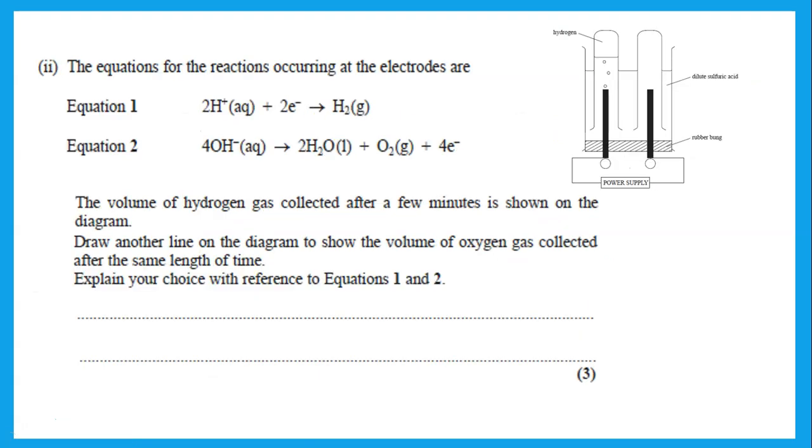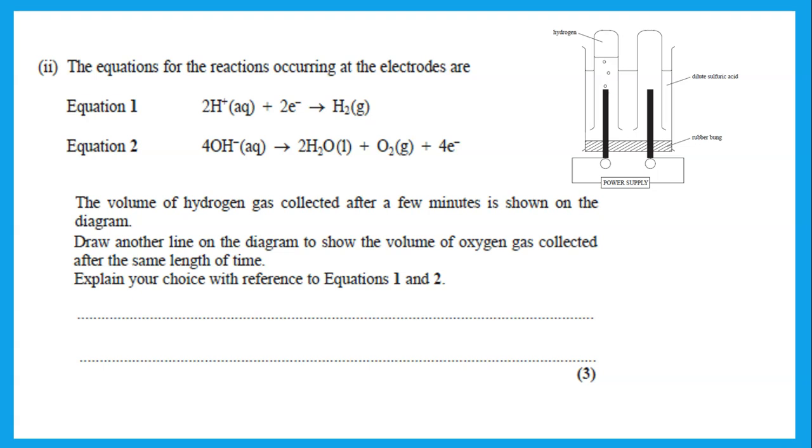Okay, this is a similar type of question where we're talking about electrolysis of dilute sulfuric acid. We are given two equations, so the H plus gains electrons and becomes hydrogen gas, and the OH minus loses electrons and forms oxygen gas. The volume of hydrogen gas collected after a few minutes is shown on the diagram. So he already gives me the volume of hydrogen gas collected in that test tube on the left.